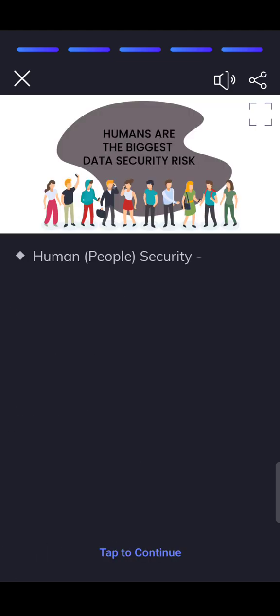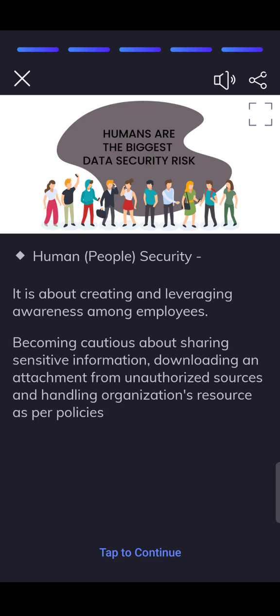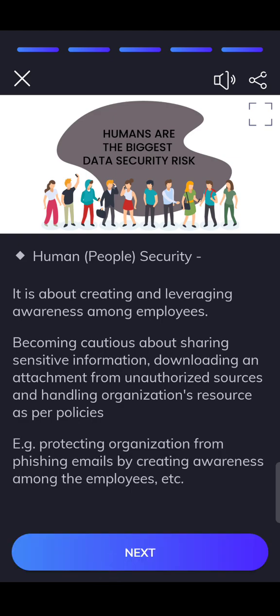Human, people, security. It is about creating and leveraging awareness among employees. Becoming cautious about sharing sensitive information, downloading an attachment from unauthorized sources, and handling organizations' resources per policies. For example, protecting the organization from phishing emails by creating awareness among the employees, etc.